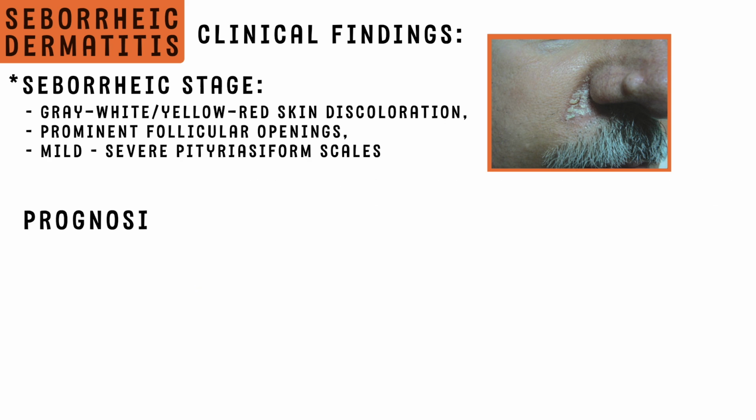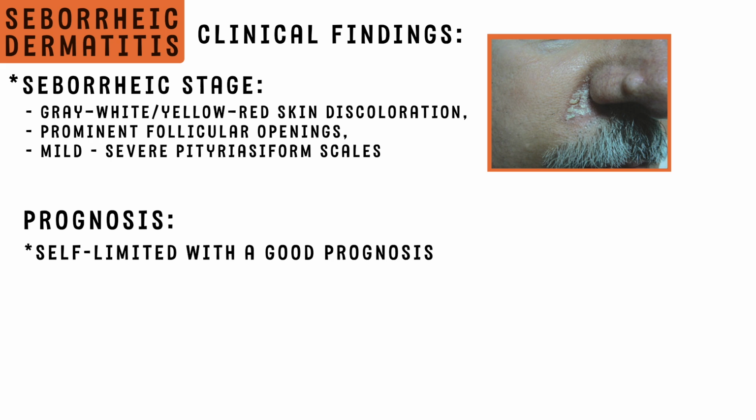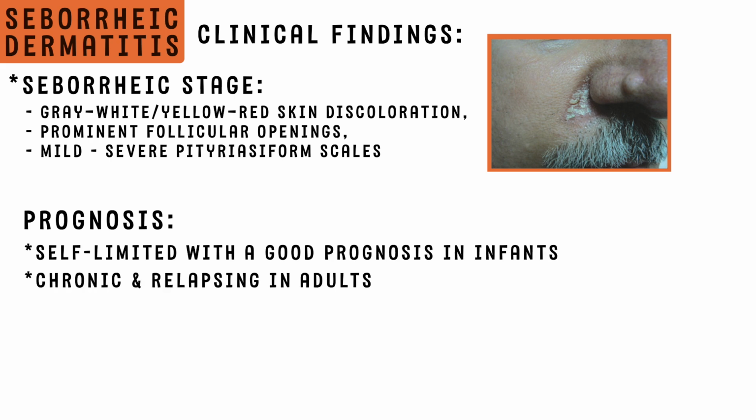In prognosis and clinical course, seborrheic dermatitis is self-limited with a good prognosis in infants, compared to being chronic and relapsing in adults. There is no evidence to suggest that infants with seborrheic dermatitis will have the disease as adults. Seborrheic dermatitis is a common skin condition that affects both infants and adults, but presents differently in each age group.